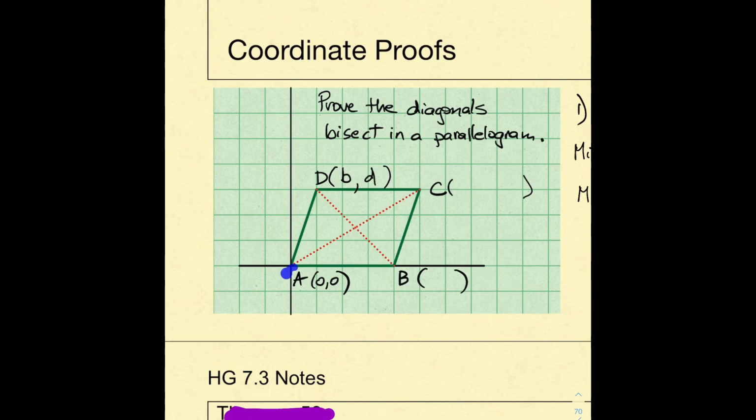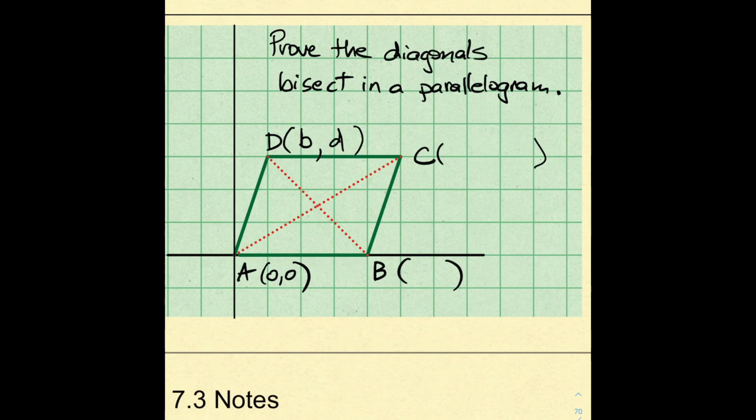We have 4 points, A, B, D, C. Yeah? There's the bell. Don't worry.